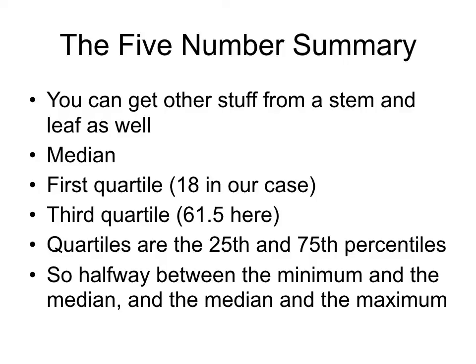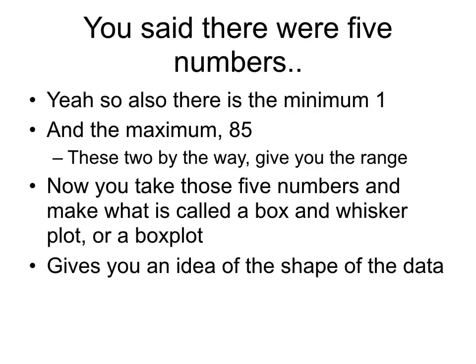So now we have 5 numbers: the minimum, the maximum, the median, and the first and third quartiles. The distance between the first and third quartile is also called the interquartile distance, which is a measure of spread. So like I said, we get 5 numbers: minimum, maximum, first quartile, third quartile, and the median.